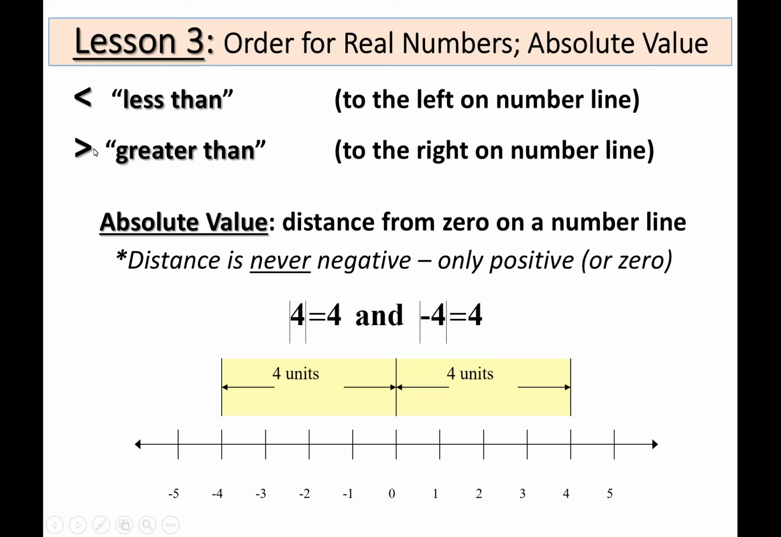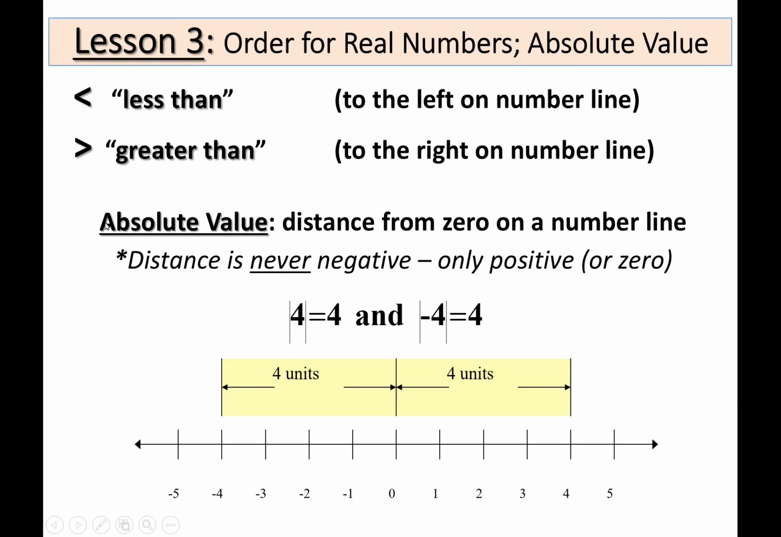Then the greater than symbol, sort of the opposite, it's sort of pointing to the right. If you say a number is greater than another one, what you mean is it's to the right on the number line. So for example, 5 is greater than 4. That means 5 is further to the right on the number line than 4.